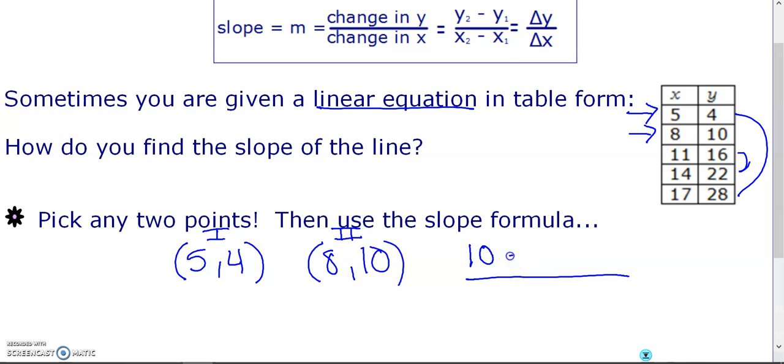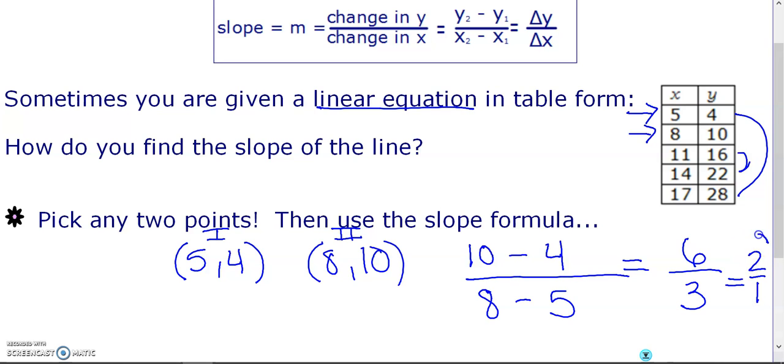y2 minus y1 over x2 minus x1. 10 minus 4 is 6. 8 minus 5 is 3. I can reduce this to 2 or 2 over 1. And that would be my slope for any of the other 2 points that I pick as well, because they are telling us these all form a line.